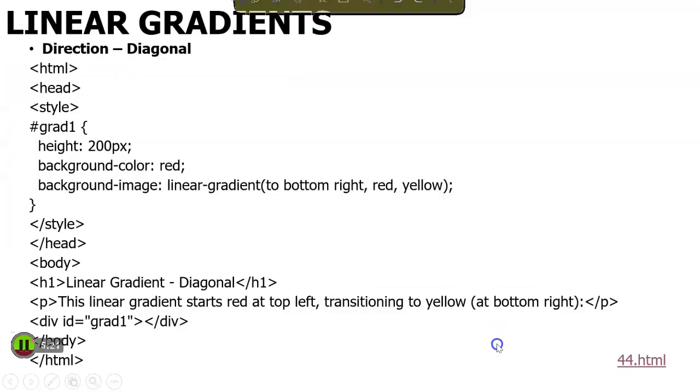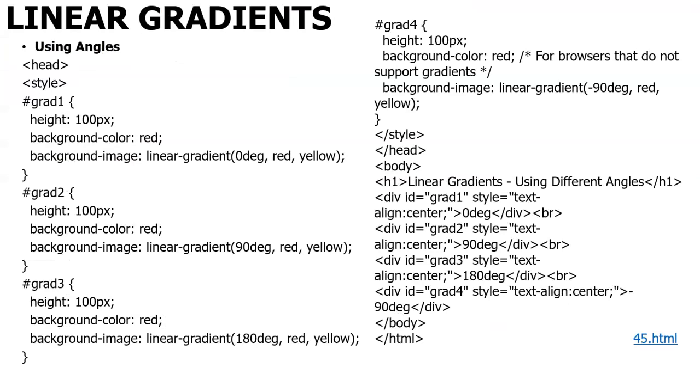Followed by that, you have angles. This is the final type. You can also specify the degree you want for the color transition. I've created multiple IDs. The first ID is grade 1 with 0 degree. In the same place where you give the direction, you can give the degree: 0 degree, 90 degree. My third ID is grade 3 where I've given 180 degree. My fourth ID is grade 4 where I've given minus 90 degree. So these are the possible ways of giving your degree values.